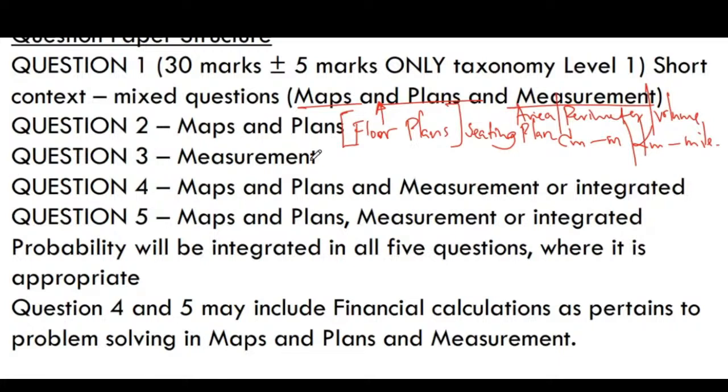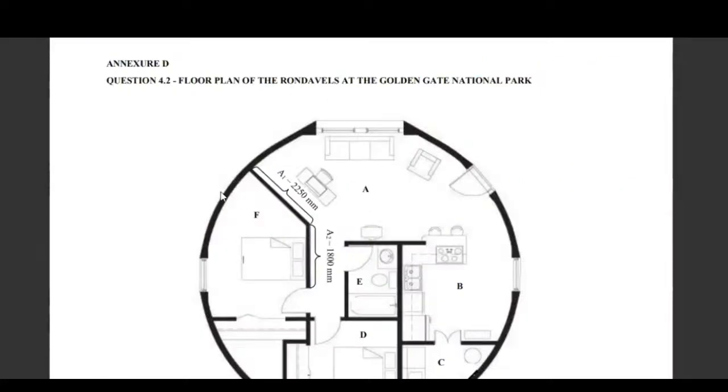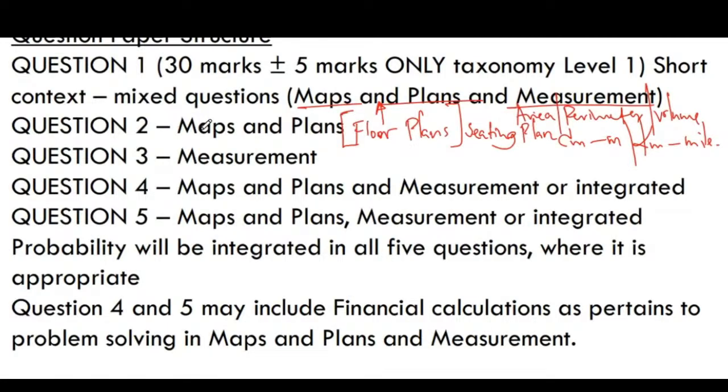All right. Measurements, again, this is question number 3. We'll be looking at only measurements. Question number 4, it becomes integrated. Question number 5 becomes integrated. All right. When we look at this question, for example, this is an annexure for question number 4. This is a floor plan, and we expect this to be in question number 2. All right. If it first comes in question number 2, you have it in question number 4 or 5.